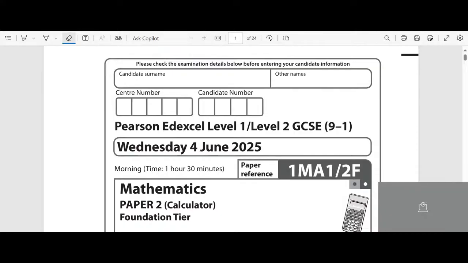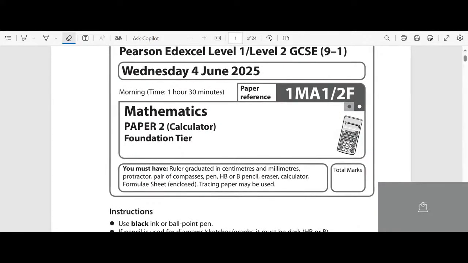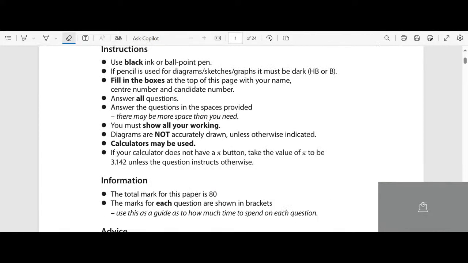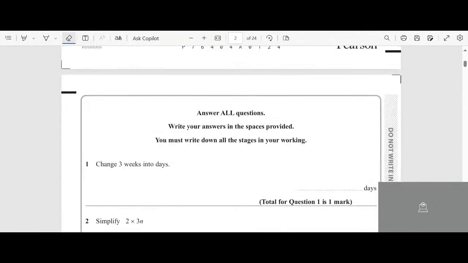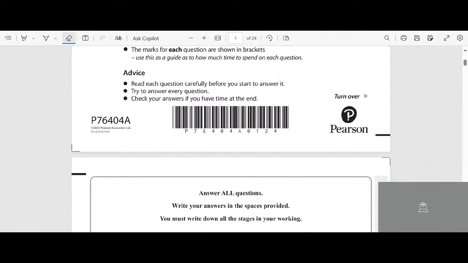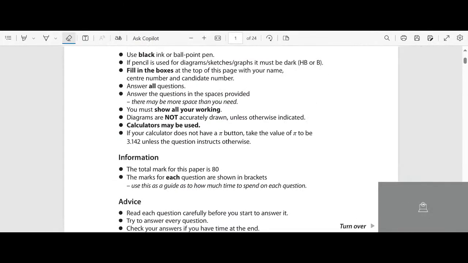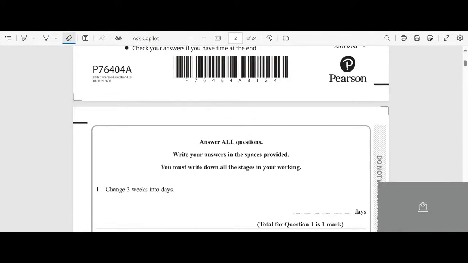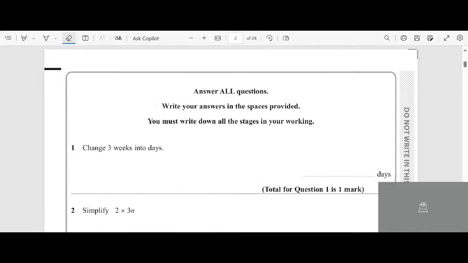So as you can see, the paper is paper 2, and generally, I can say that it was not a bad paper. The way students performed on it, most of the questions were able to be tackled by the students. So maybe if I would start, in this paper, generally, you are supposed to be answering all the questions.